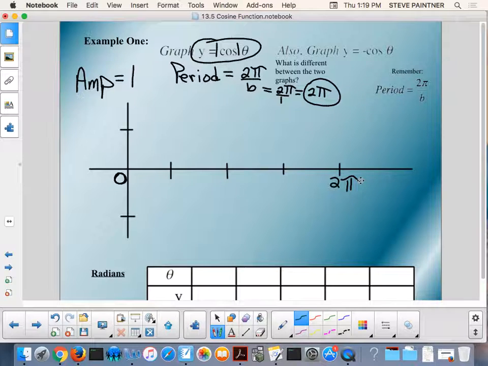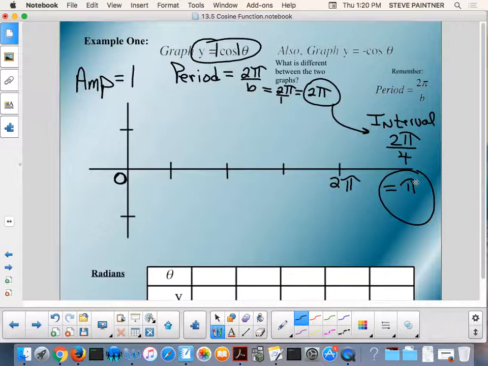What's the next thing I do? Find the amplitude, find the period, find the interval. How do you find the interval? Yeah, divide the period by 4. Gotcha. 2 pi, that's the period, divided by 4 equals half a pi. Okay, so you know what you're counting by? You're counting by half a pi.